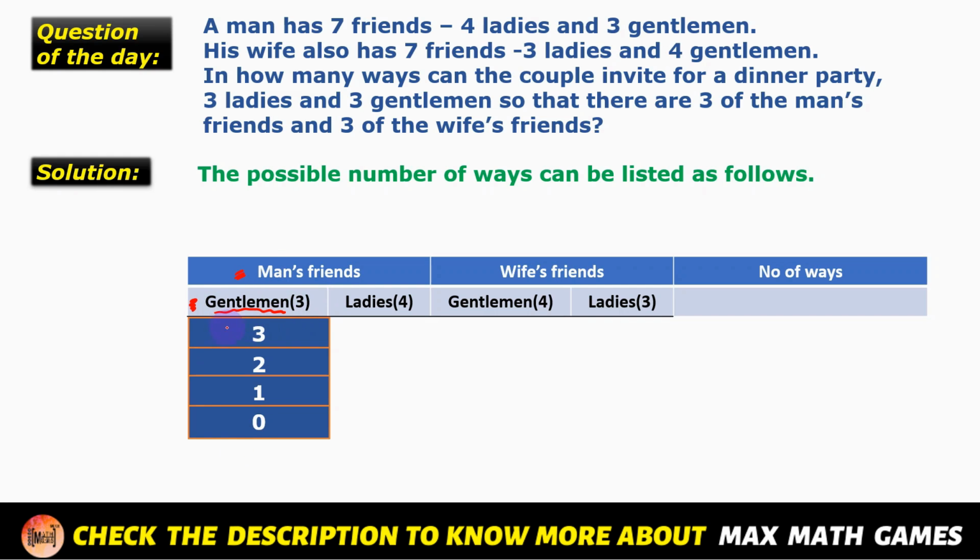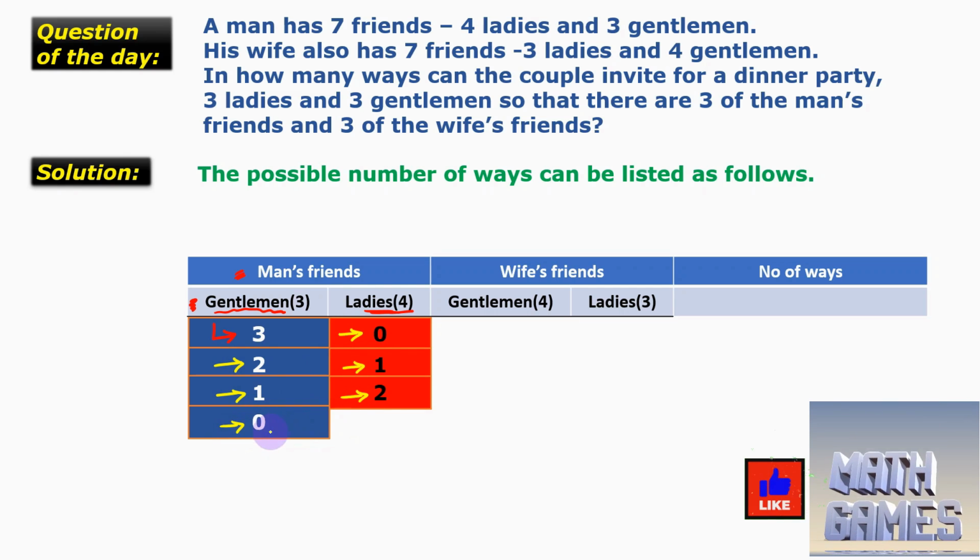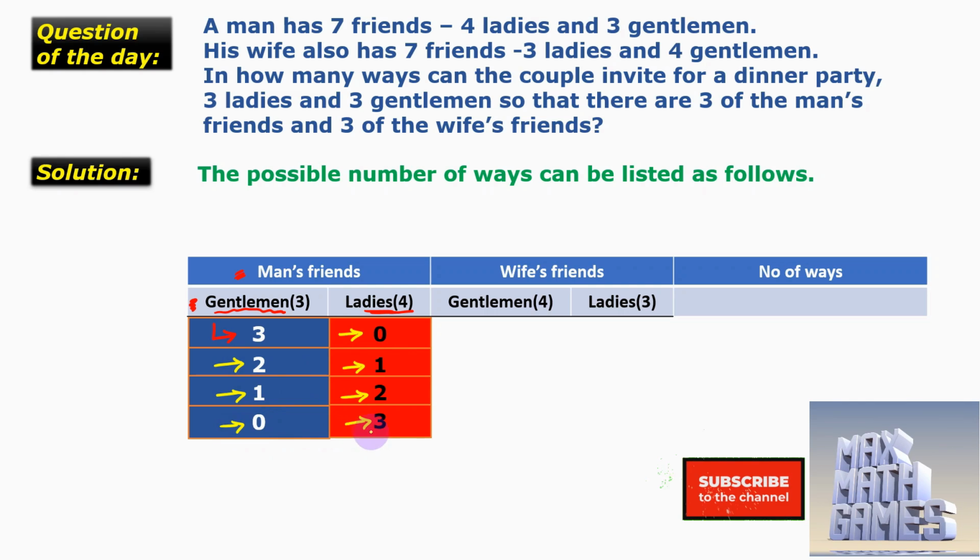Now, because the man has already invited 3 of his friends, he cannot invite any of his lady friends, so 0 invitees. Because there are 2 invitees here, he can invite 1 of his female friends. There is 1, so he can invite 2 of his female friends, and because it is 0, he can invite 3 of his female friends.